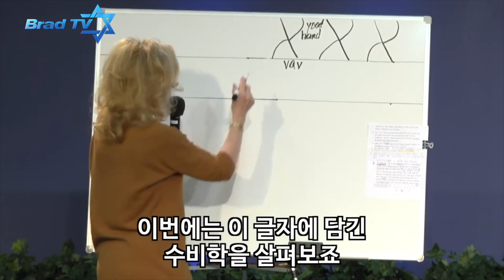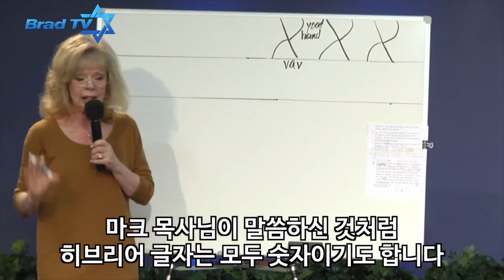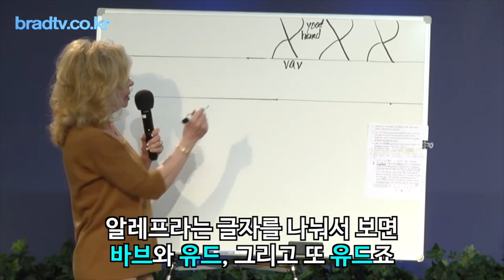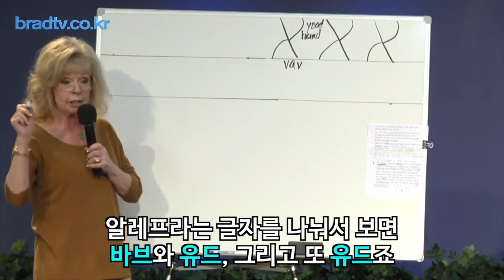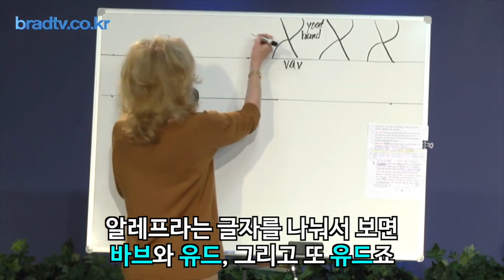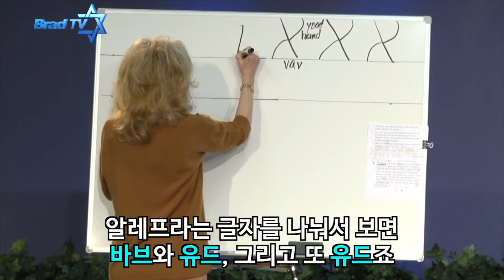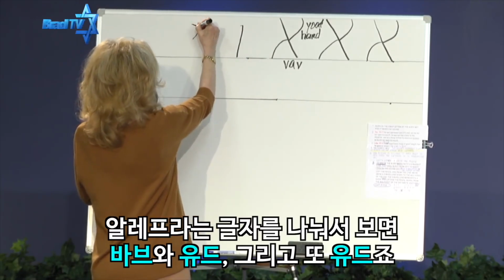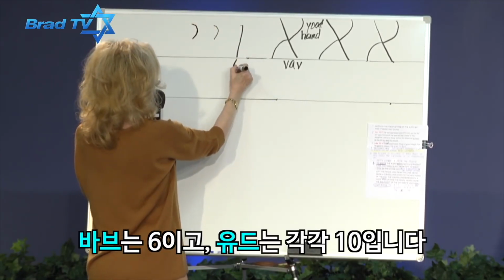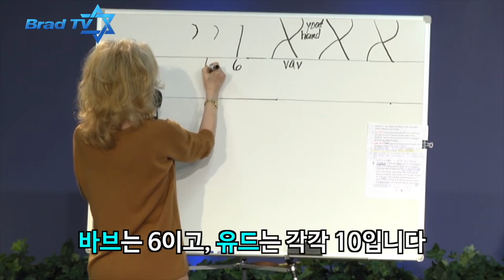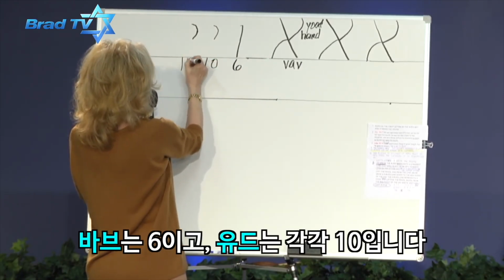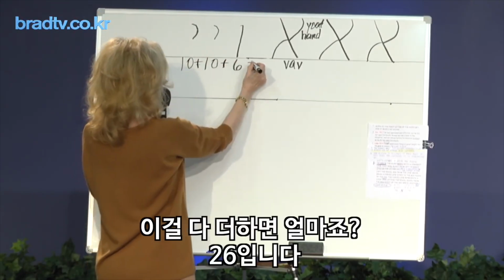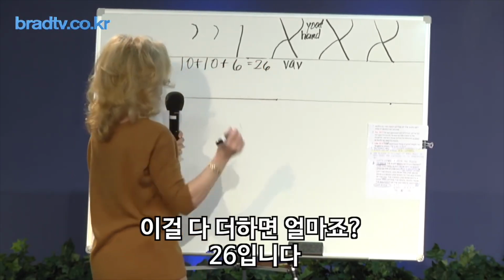Now look at the gematria of this letter. This is amazing. Okay, so as Pastor Mark said, every Hebrew letter is also a number, right? So we're going to take this Aleph apart into its individual letters, and we're going to have a Vav, a Yud, and a Yud. All right, so a Vav is 6, a Yud is 10, and another Yud is 10. And what does that equal? 26.